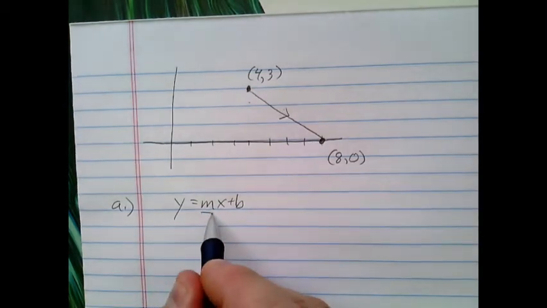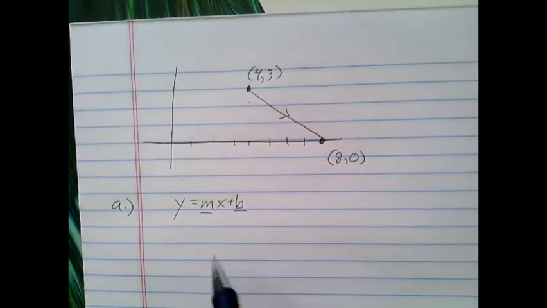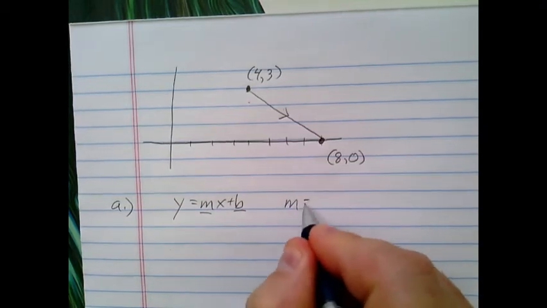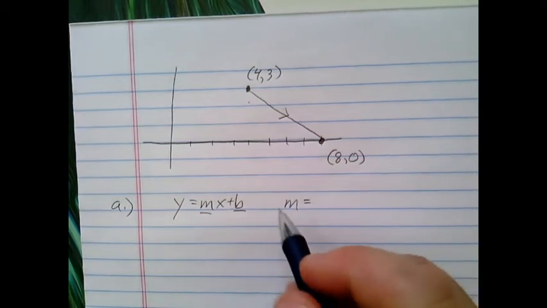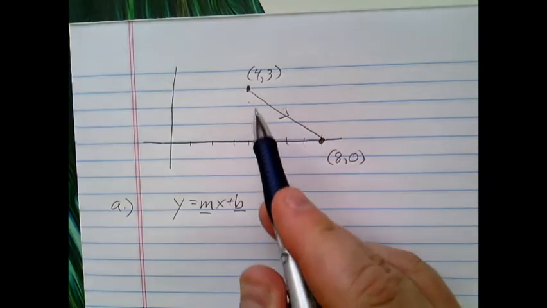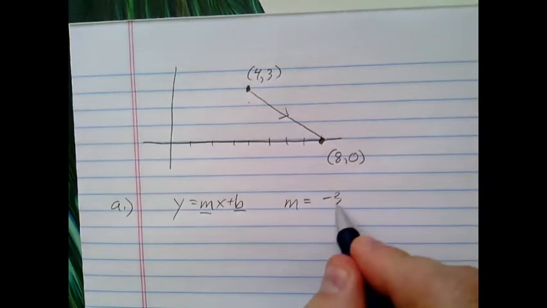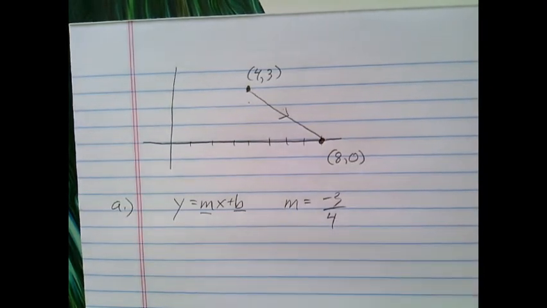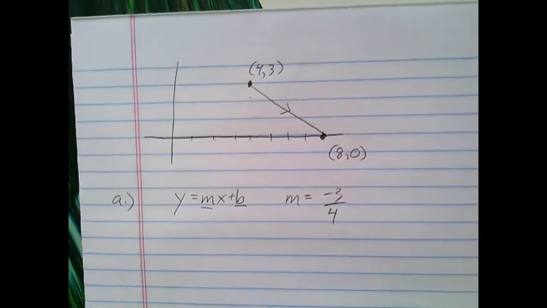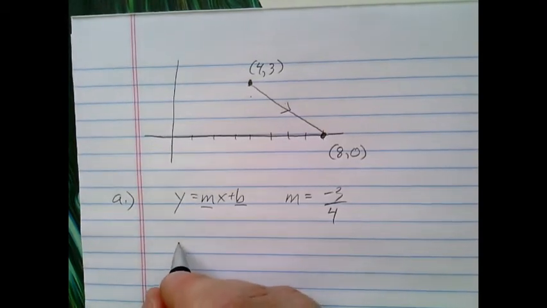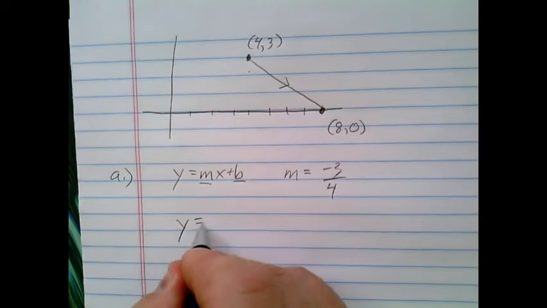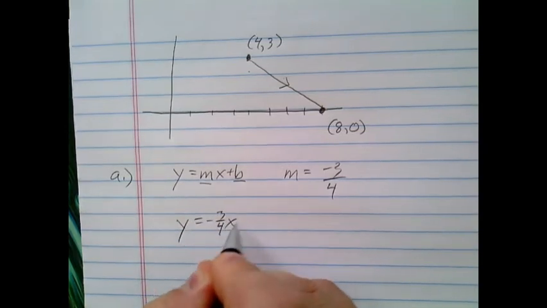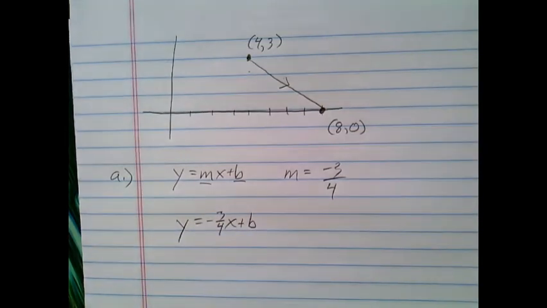In order to do that, we need a slope and a y-intercept. For the slope, we know slope is just rise over run. In this case, our rise is actually negative. We're dropping 3 and going over 4. So now we can say y equals negative 3/4 x plus b.